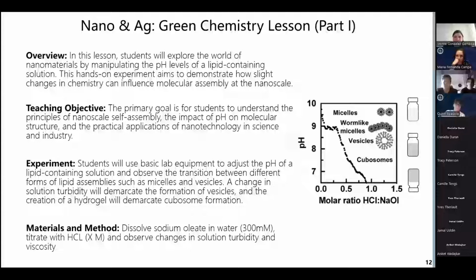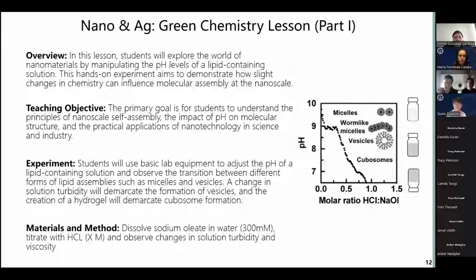The first one is based on soap, olive oil derived soap. It's a very ancient type of soap. The ingredient there is sodium oleate, and you can change the self-assembly of sodium oleate. Yvonne already mentioned vesicles in her presentation. You can go from micelles, which are a couple of nanometers, to vesicles, which are up to a micrometer. What's interesting for students here is that you can really see with your bare eye a change in turbidity as you titrate, as you build your titration curve.